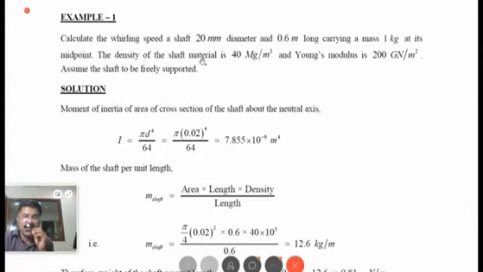അപ്പൊ ഡെൻസിറ്റി എന്ന് പറയുമ്പോൾ നമുക്ക് UDL due to self weight small w കണ്ടുപിടിക്കണം, ഡെൽറ്റ എസ് കണ്ടുപിടിക്കണം. That is 40 megagrams per meter cube and Young's modulus is 200 giganewton per meter square. Young's modulus is also given. Assume the shaft to be freely supported. Freely supported means simply supported.